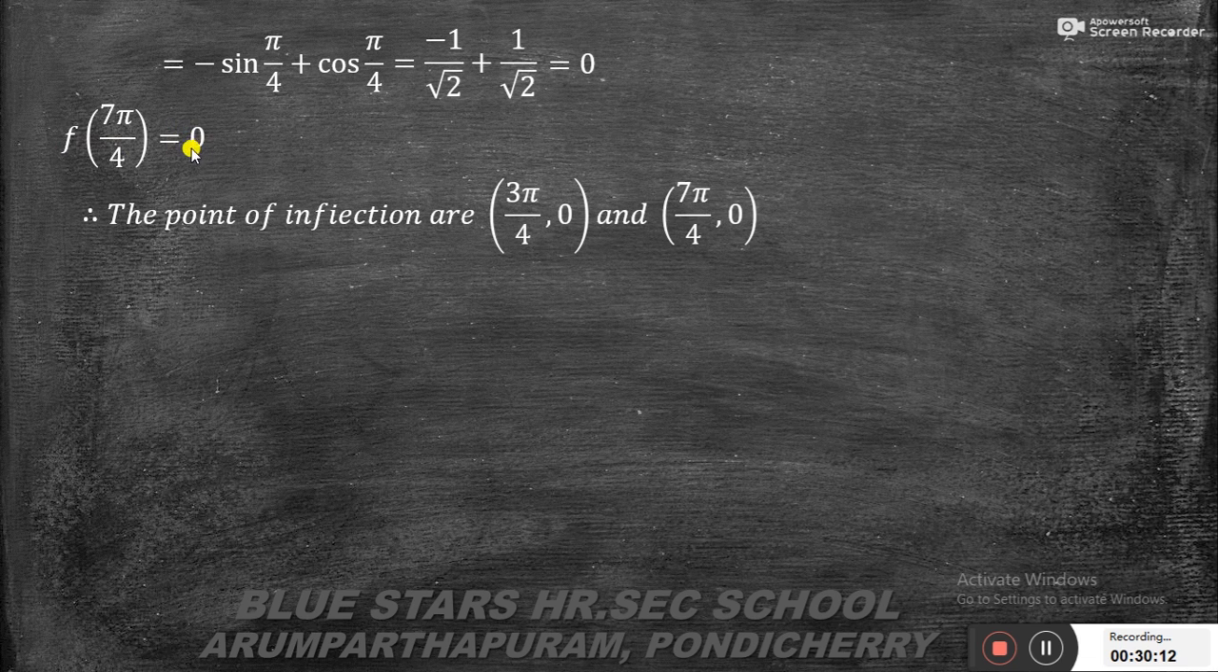So y equals 0 means the x value is 7 pi by 4 and the y answer is 0. So 7 pi by 4 comma 0 is our second point. This is the inflection point. So in this problem we found the concavity and the inflection points. Everything we found from this problem.